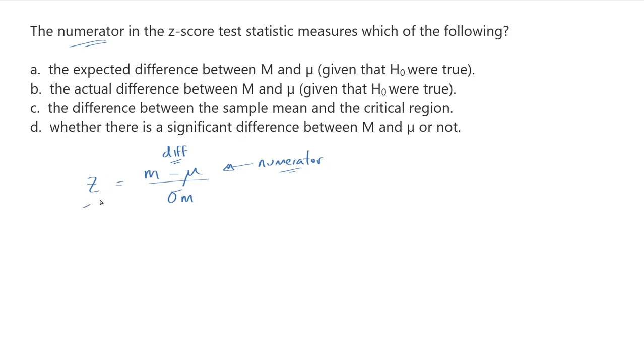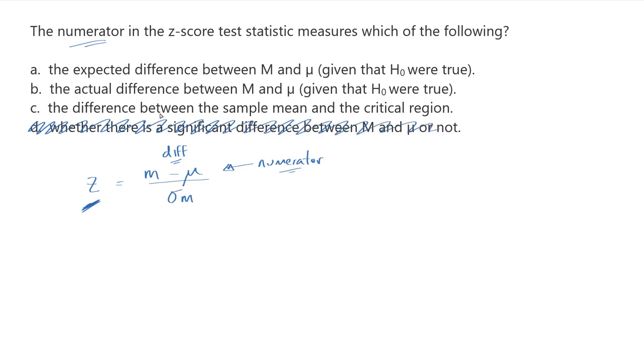That's something that z does when we use it within a hypothesis test. But that's not what just the top, or just the numerator, of the fraction that makes up z does by itself. This is measuring an actual difference. It's a difference between two quantities here. So it's not whether or not that difference is significant, it's measuring the difference.